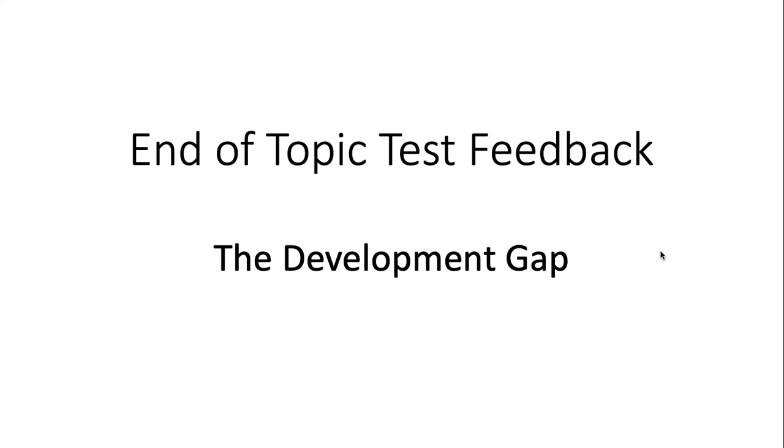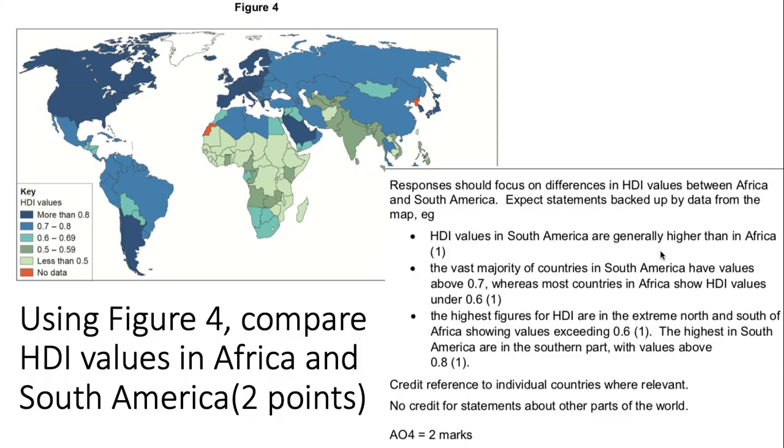So, getting into it. The first question, using figure 4, compare HDI values in Africa and South America. You can at any point pause this video so that you can read the information on the slide, and particularly when we start looking at some of the answers as well. So this question was looking for you to focus on the differences in them.